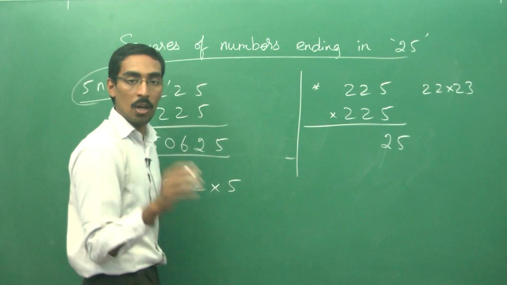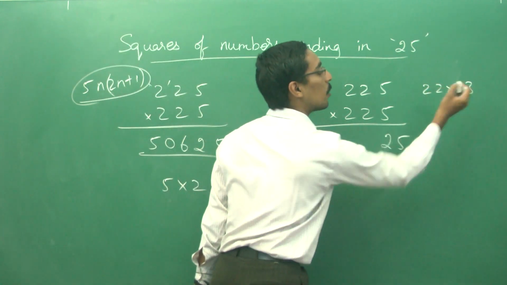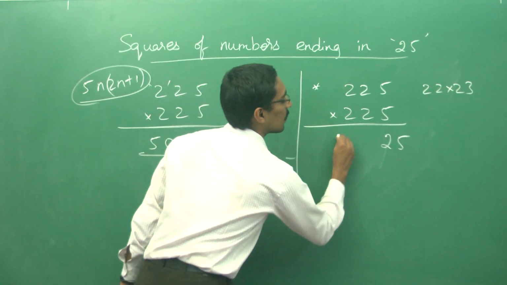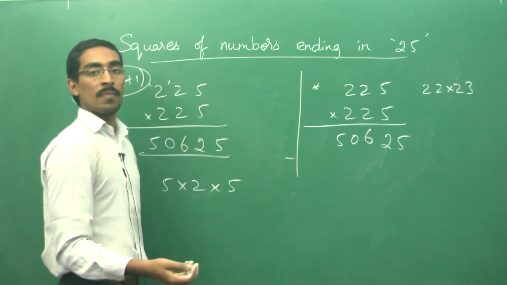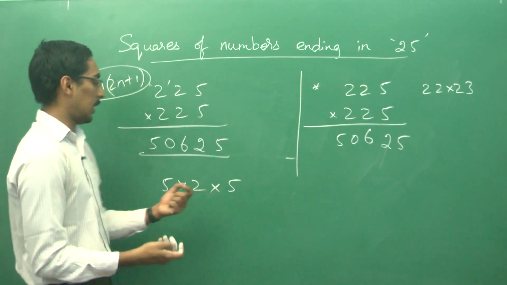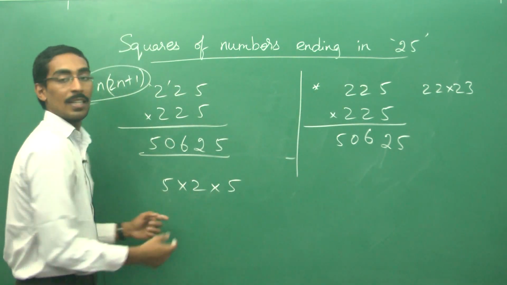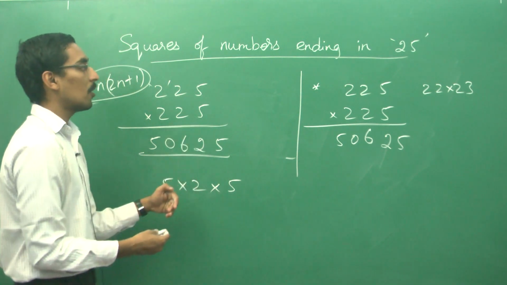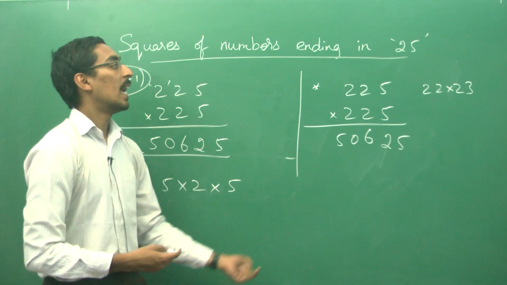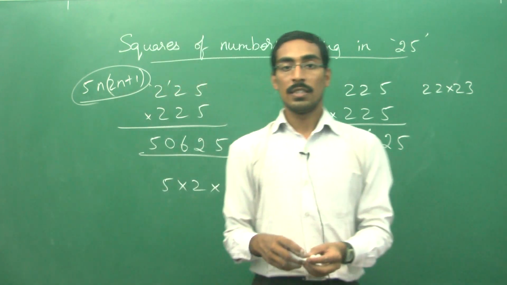If you had done it the other way, you would be multiplying 22 into 23. That will also give us 506. So compared to 22 into 23, this 5 into n into 2n plus 1 is easier. So we can follow this to find out squares of numbers ending in 25. Is this clear?